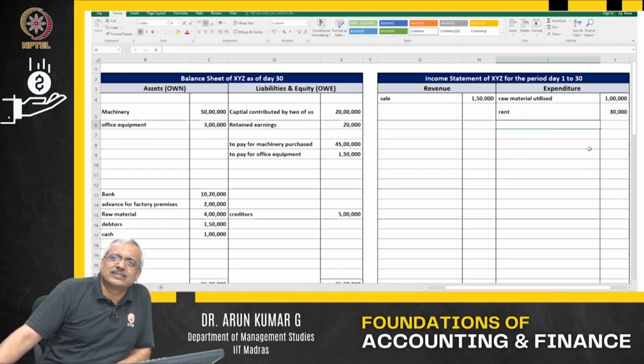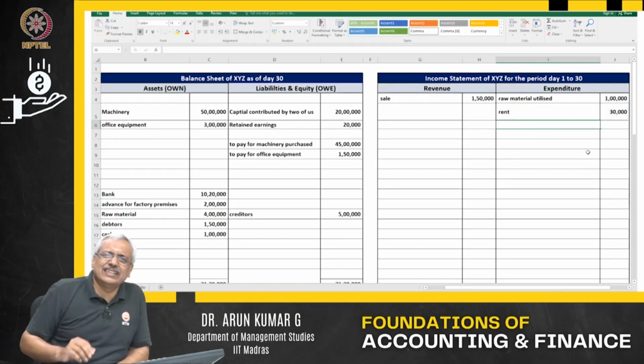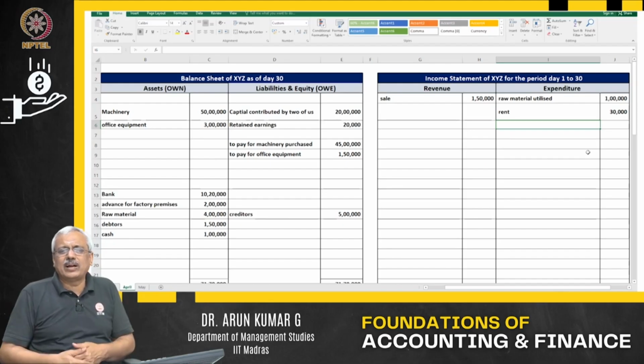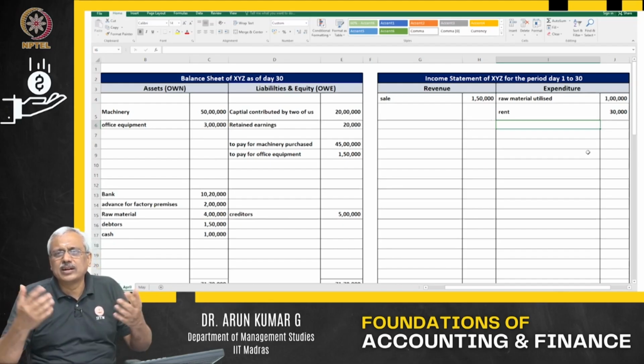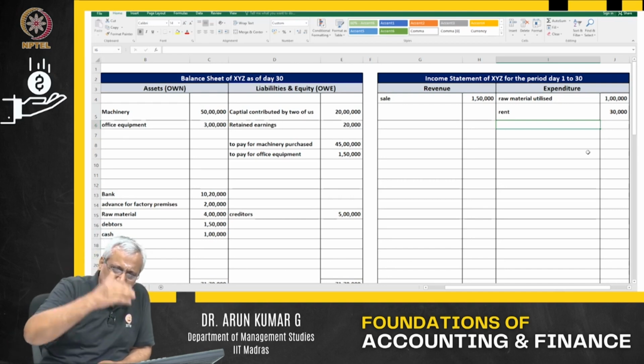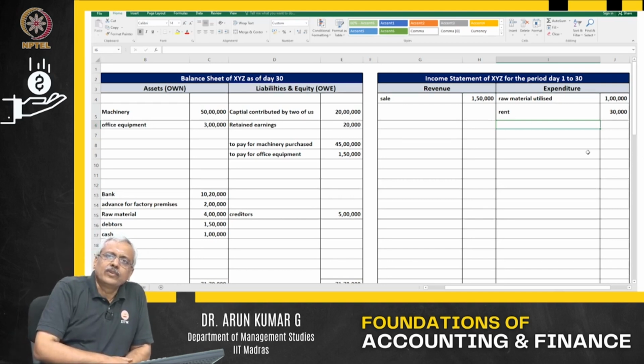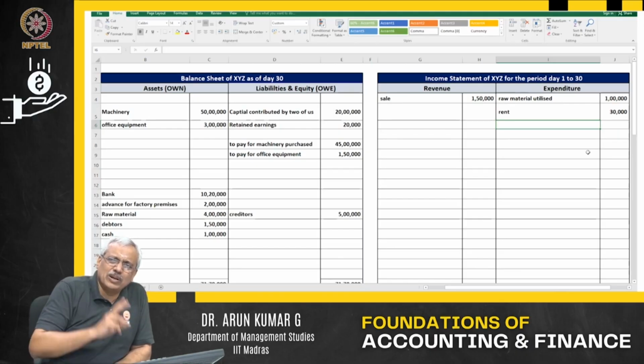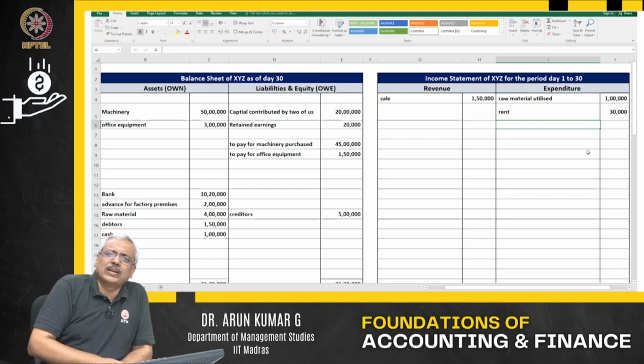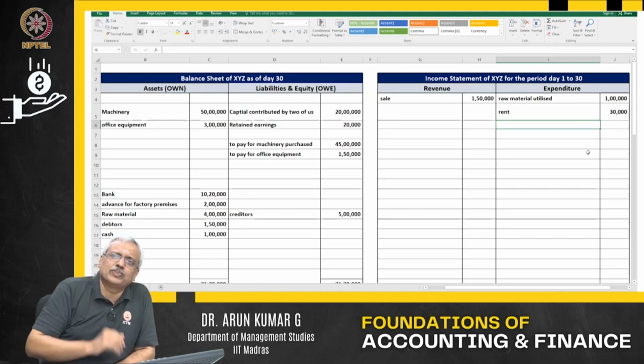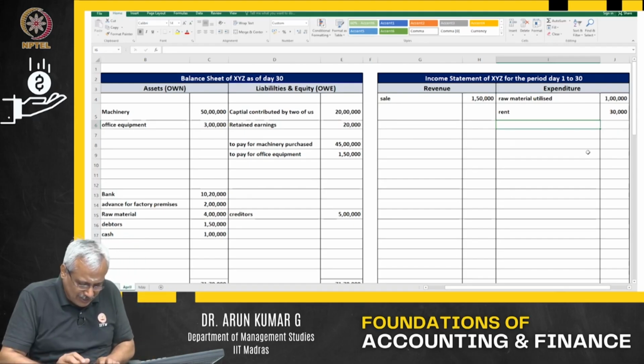I have my workers who are paid a salary. Imagine I have 2 foremen, or 2 casual labor, let us say casual labor, to operate the machine. Because it is a new company, only 2 fellows. I am paying them a salary of 15,000 rupees per month to each one, casual labor, 15,000 rupees. So salary to 2 casual labor.